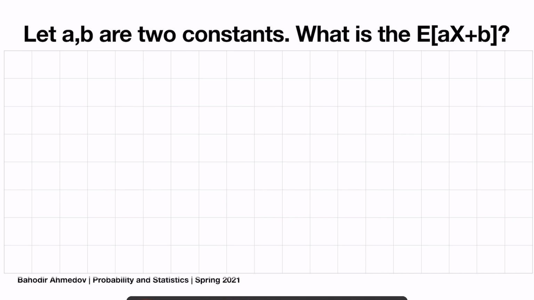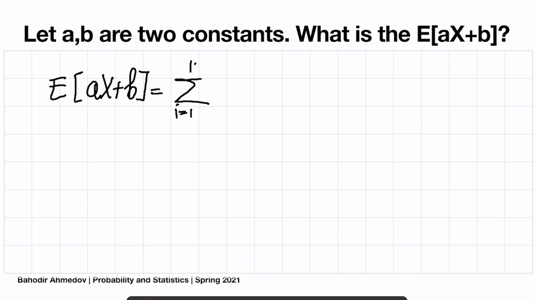So the expected value of ax plus b is going to be equal to, according to the previous formula which we just wrote down, the summation, with i going from 1 to k, let's say, of a x_i plus b, multiplied by p of x_i. Right? Do you remember this?